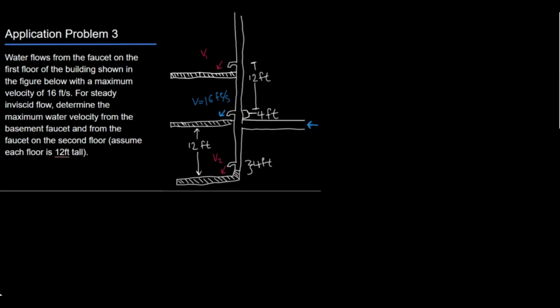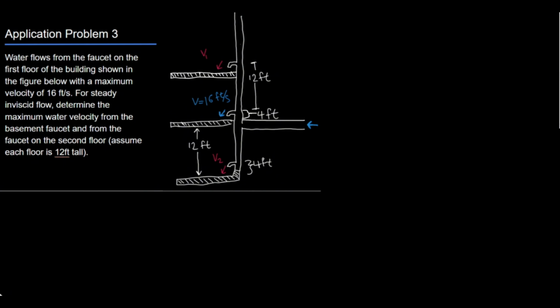Application problem 3. Water flows from the faucet on the first floor of the building shown in the figure below with a maximum velocity of 16 feet per second. For steady inviscid flow, determine the maximum water velocity from the basement faucet and from the faucet on the second floor. Assume each floor is 12 feet tall.